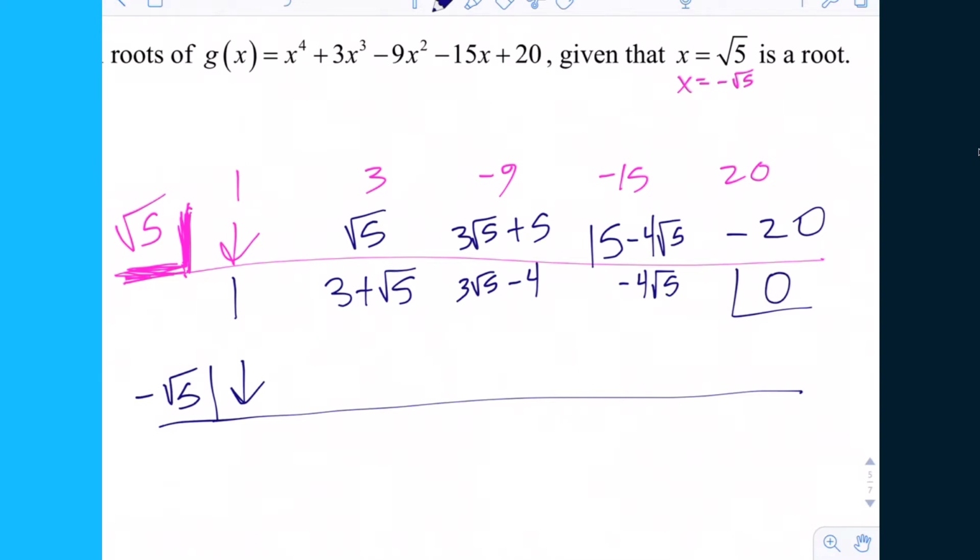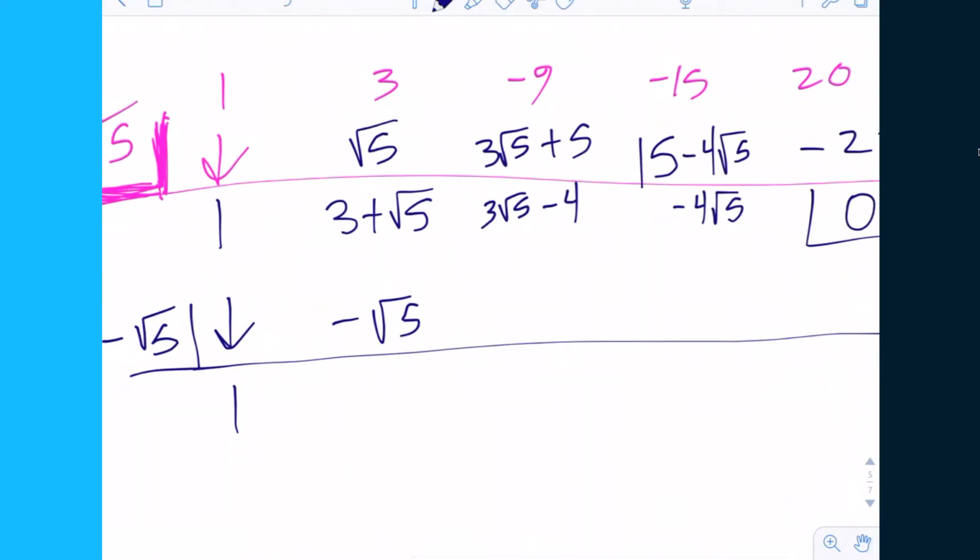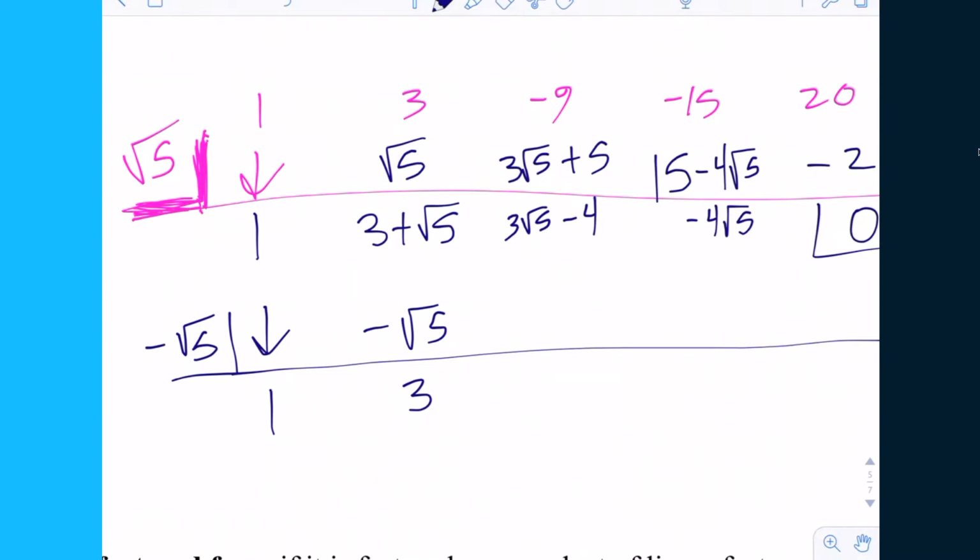You bring down the 1, and you multiply, and you get negative square root of 5. Add like terms, what do you get in that column? 3. What happened to the radical terms? They canceled. Bye-bye. Multiply now, and you get negative 3 square root of 5. Add like terms, what do you get? Negative 4. What happened to the radical terms? They went away. See ya. Multiply, and you get positive 4 square root of 5. Add vertically, and you get 0.